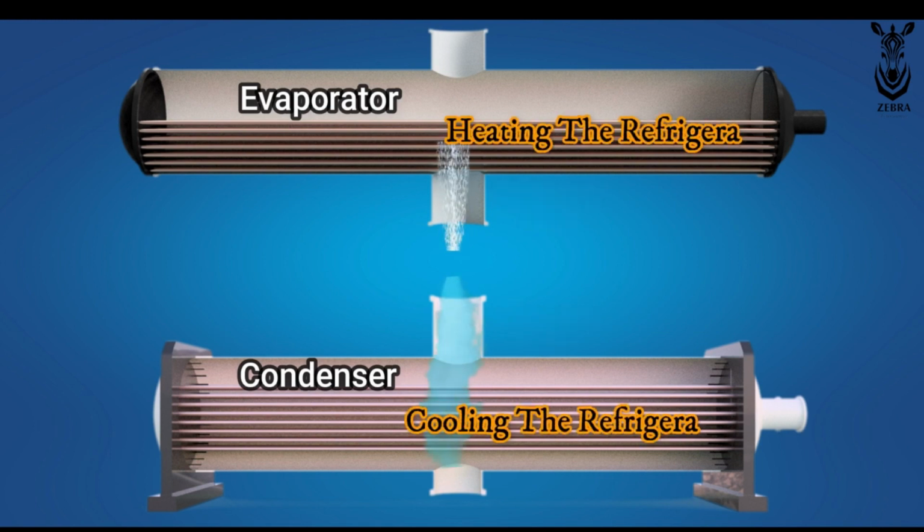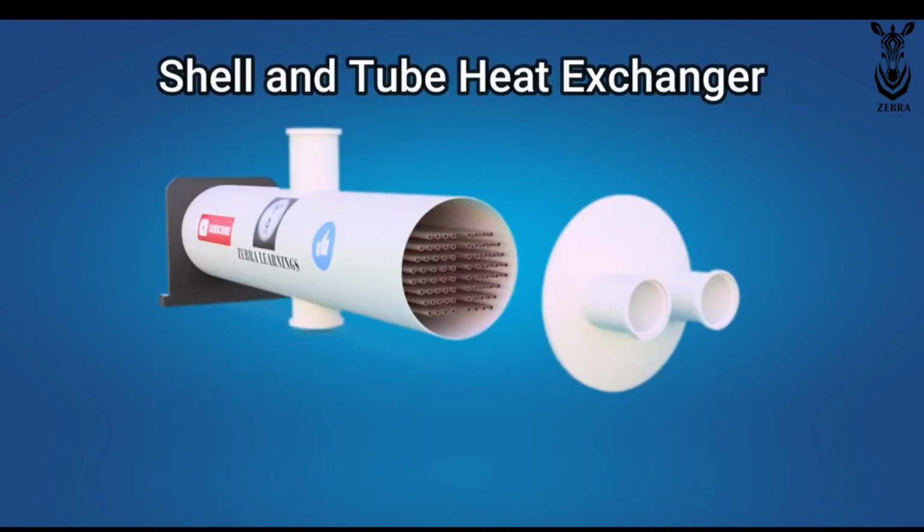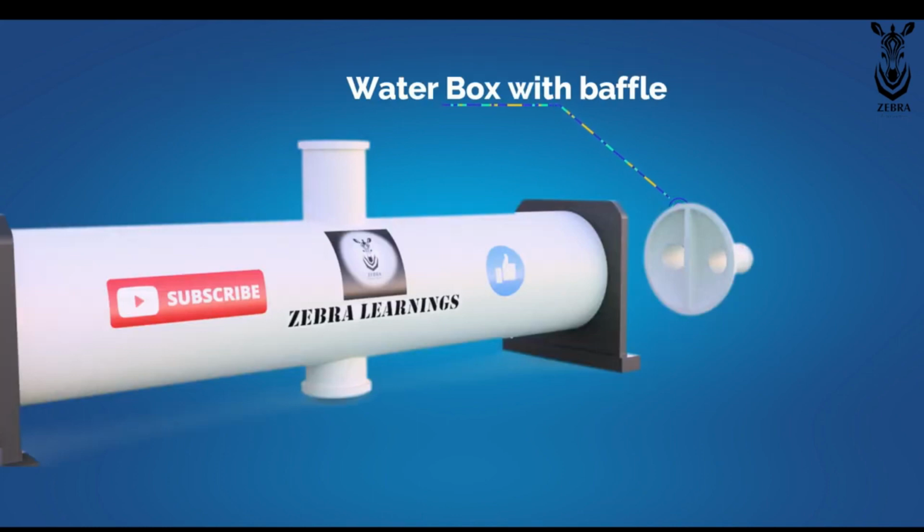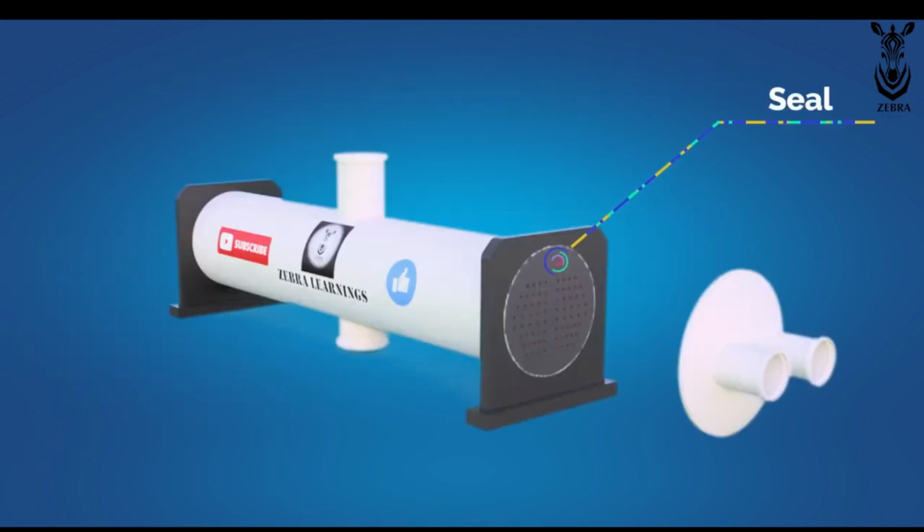In the evaporator, the refrigerant is heated. In the condenser, the refrigerant is cooled. The condenser is also a shell and tube heat exchanger. This also has a water box and baffle, and both ends are sealed to prevent refrigerant leakage.